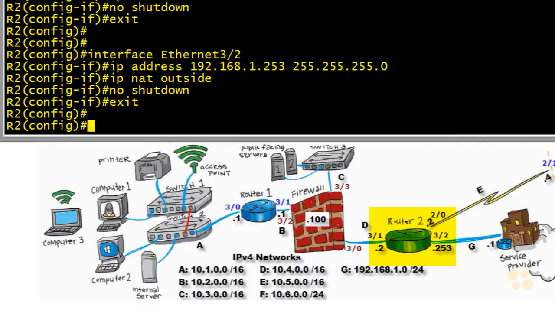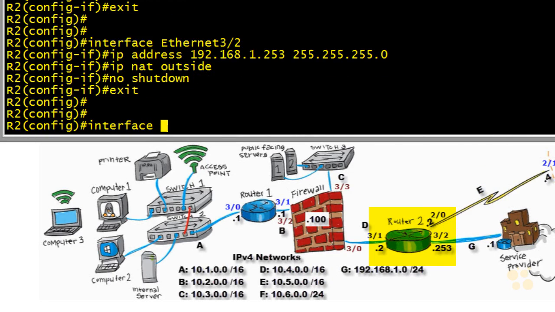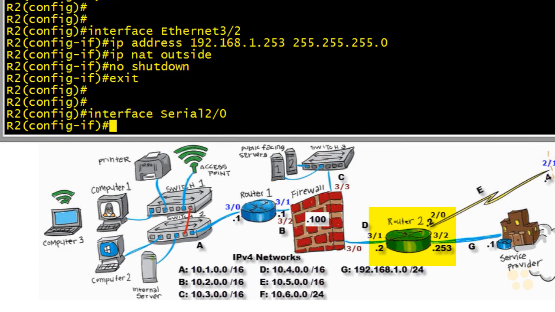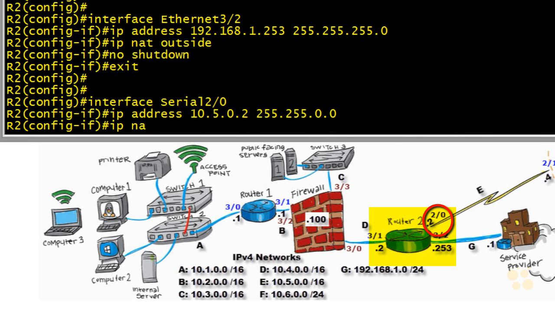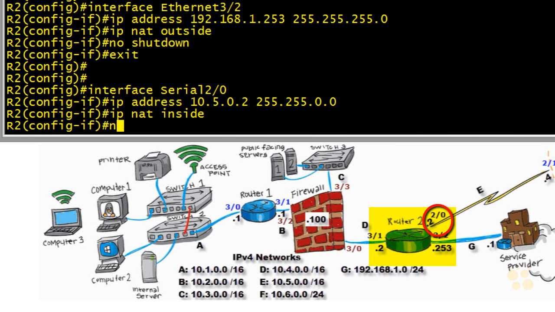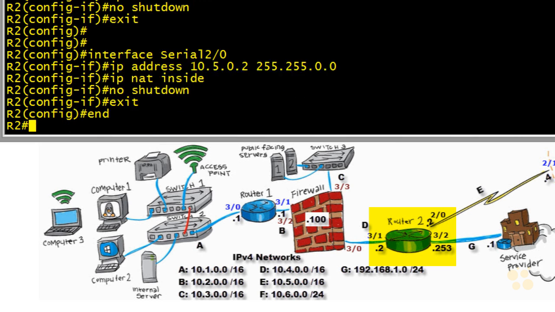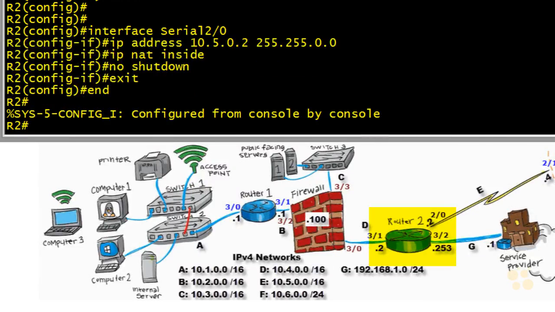So here from global configuration, we'll go into interface serial 2/0. We'll give it the IP address of 10.5.0.2 with a 16-bit mask, which is spelled 255.255.0.0. We'll say ip nat inside. We'll do a no shut. We'll type exit, and then end to get out of configuration mode.